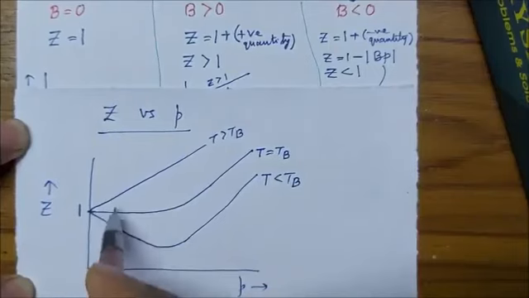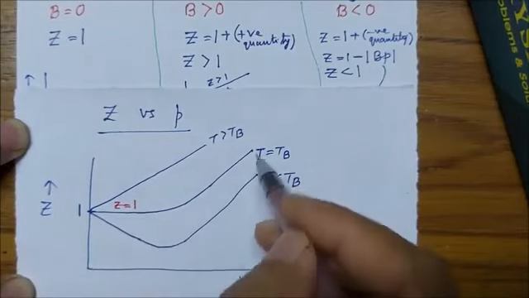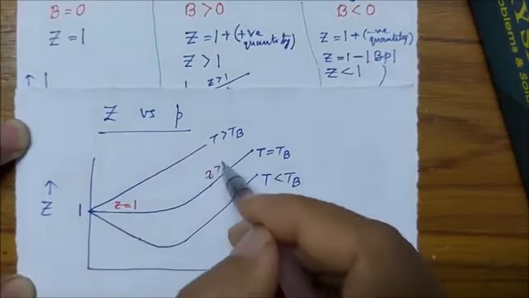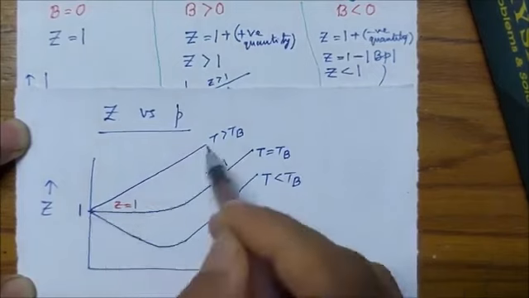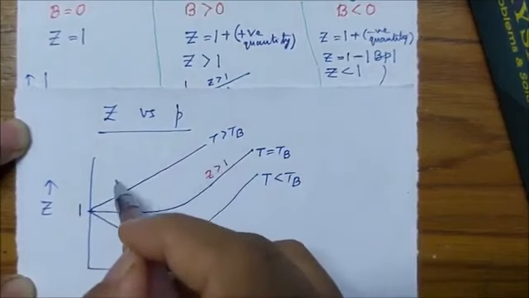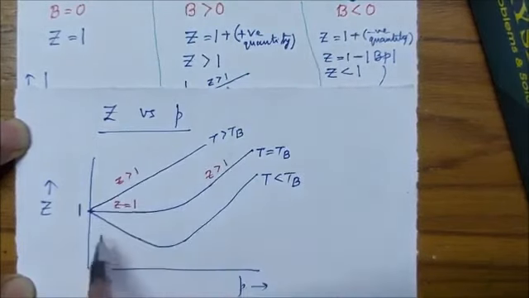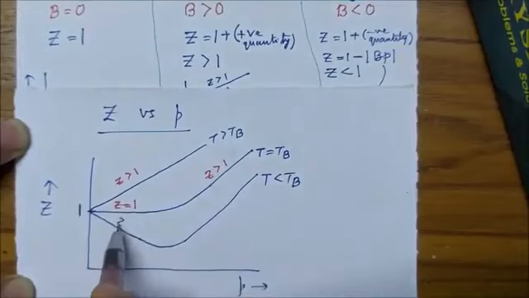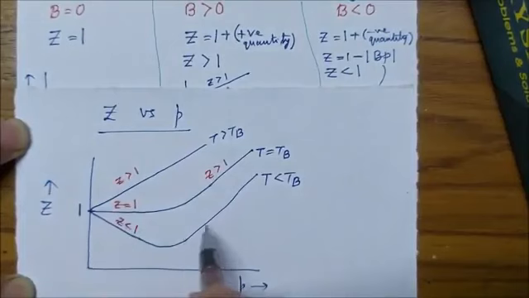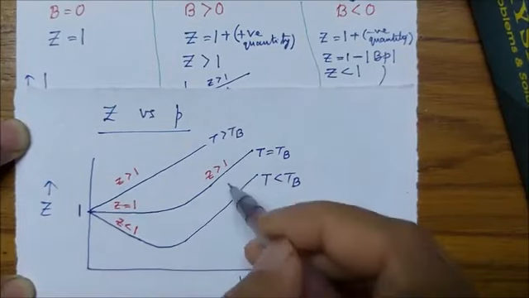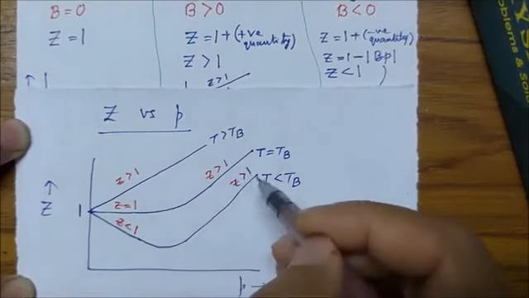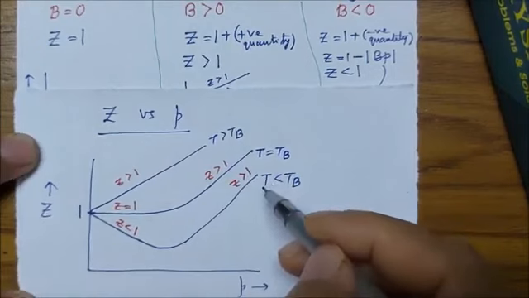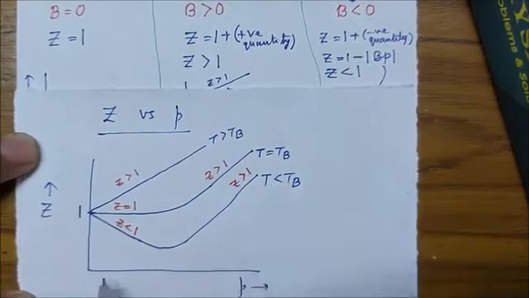This portion corresponds to Z is equal to 1, but this portion corresponds to Z greater than 1. This curve corresponds to Z greater than 1, and this part of this curve corresponds to Z less than 1, but the curve turns over and ultimately Z is greater than 1. Let us now identify the low P portion. Say this is the low P portion.